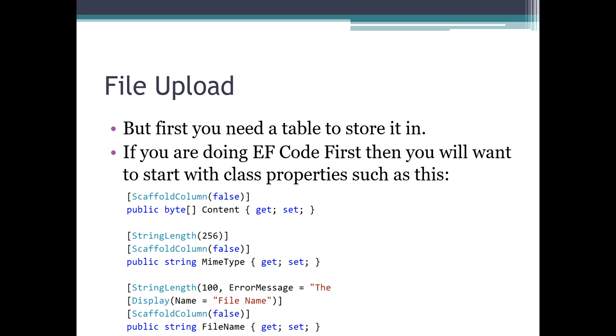Is it a Word document? Is it a text file? Is it an HTML file? Is it an image? And so on and so forth. That's stored in the MIME type. And there's industry standard MIME types used for all the different types of files.